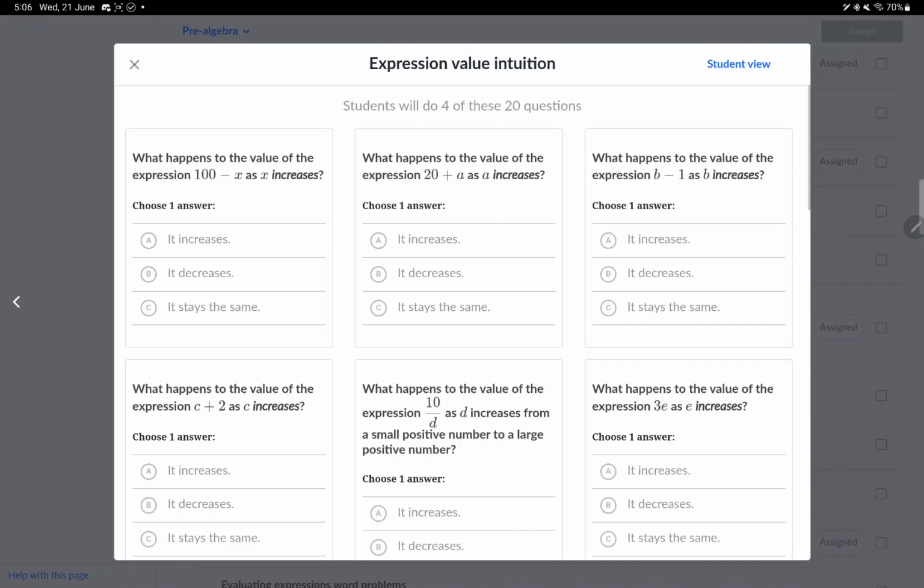Let's see, expression value. Okay, this one, expression values intuition. This is a tricky one. All right, let's have a look at this one here. What happens to the value of the expression 20 plus a as a increases?